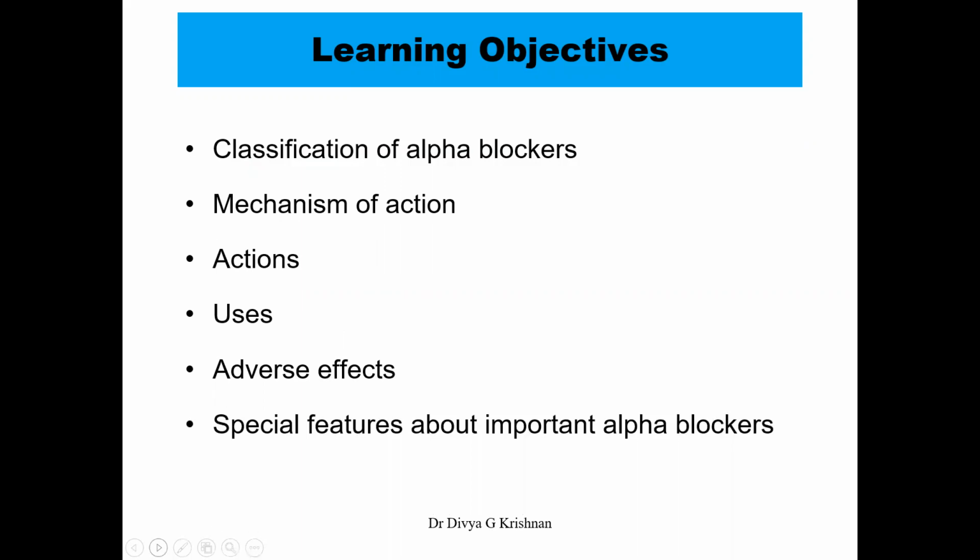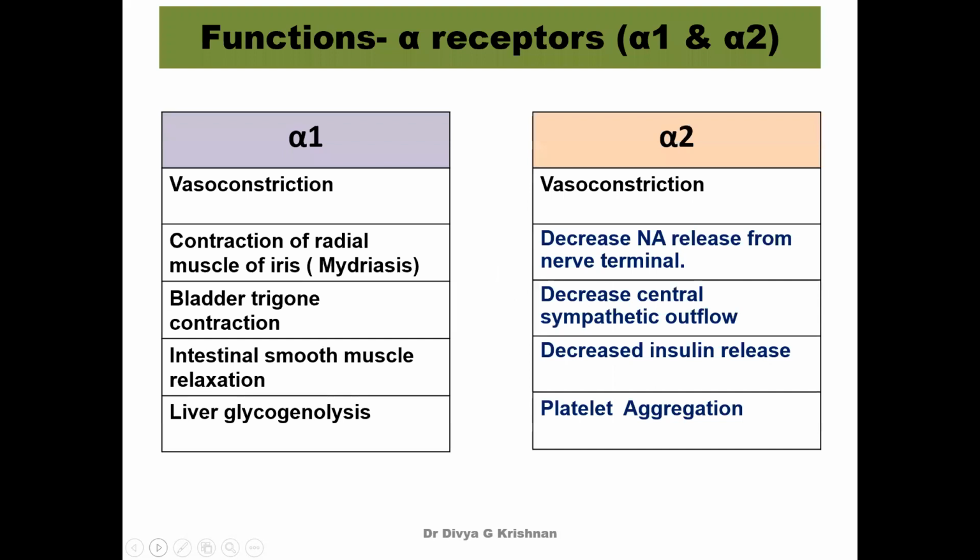Before we go into the topic, we shall have a recap of the normal responses of the alpha receptors. As you know, we have two types of alpha receptors, that is alpha 1 and alpha 2. The functions of alpha 1 include vasoconstriction, contraction of radial muscles of the iris leading to mydriasis, bladder trigone contraction, intestinal smooth muscle relaxation, and a less important function, that is liver glycogenolysis.